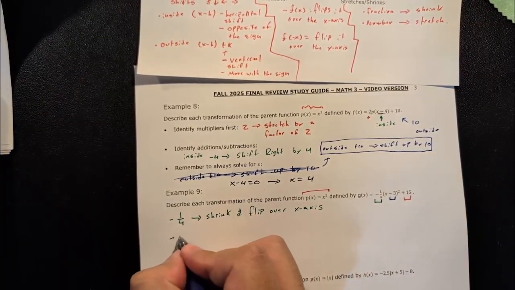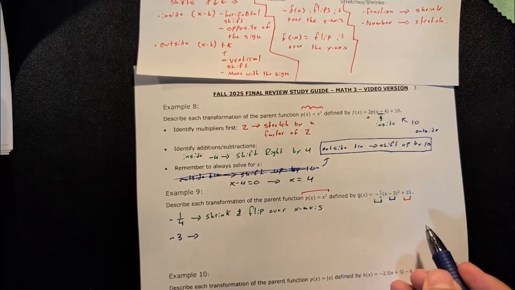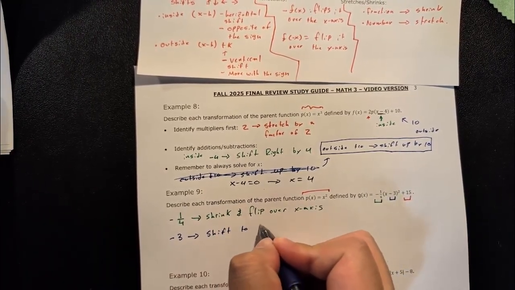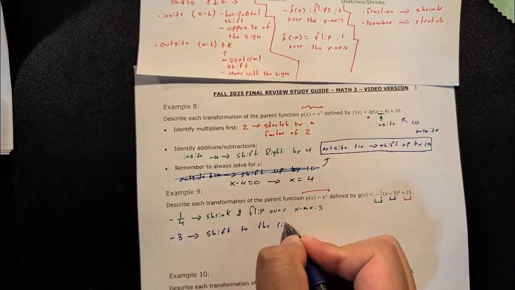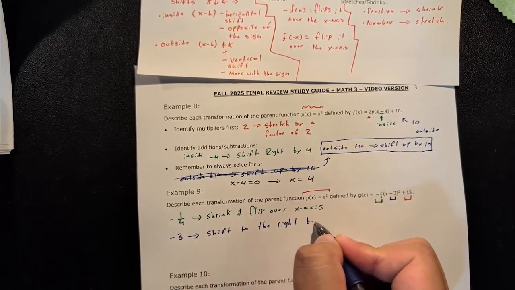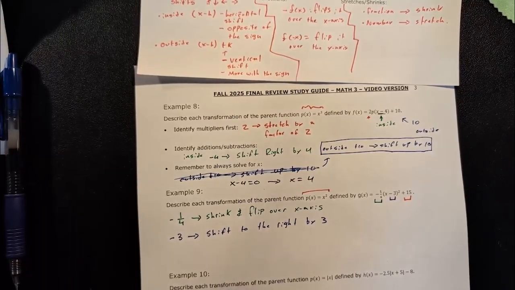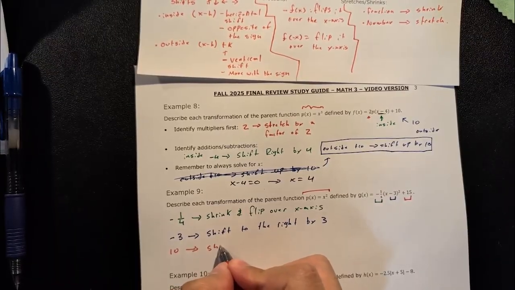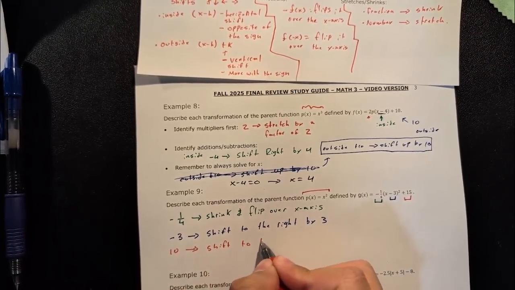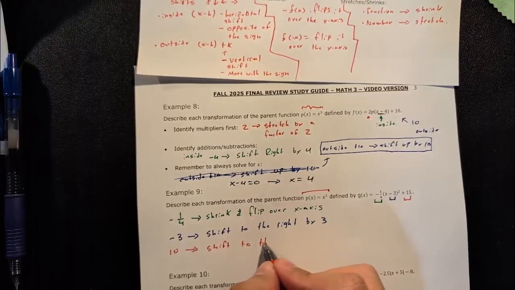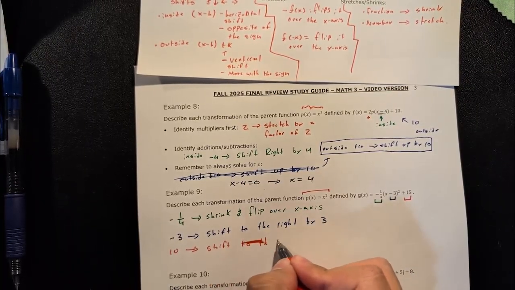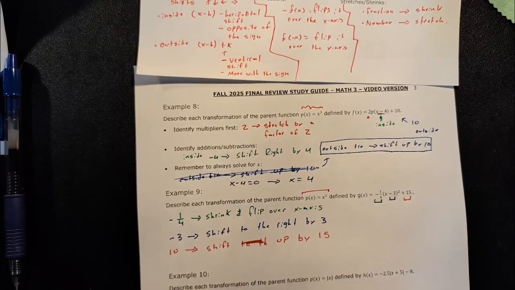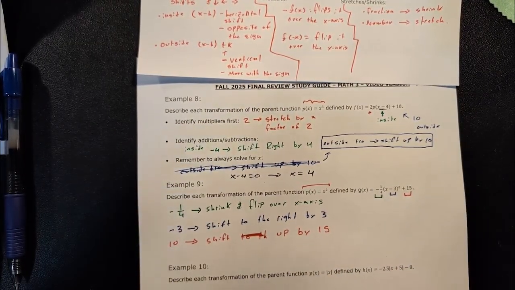This minus 3 is telling us we're going to shift to the right by 3. And then this 10 is telling us to do a shift, not to the, shift up by 15. Okay.